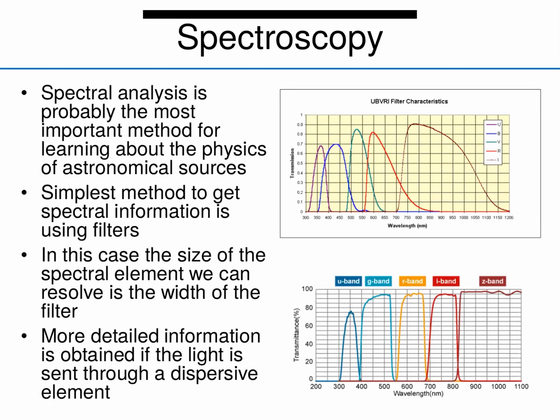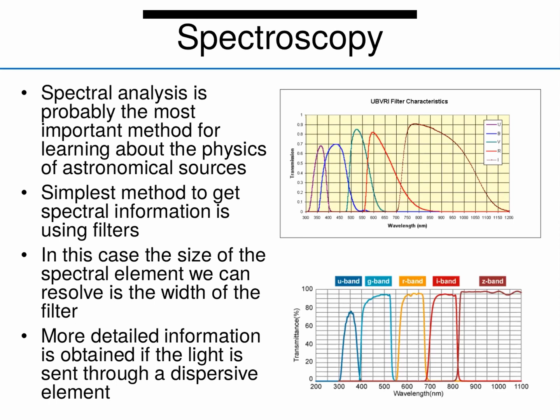But of course, here the size of the resolution element, so how small the details in spectral features you would see, would be the width of the filter. Here you see some transmission curves of filters. You can see that they are typically 100 to a few hundred nanometers. These are so-called broadband filters that take quite a big chunk of the light that comes to the telescope. If you combine a few of these, you would have some information on how the source behaves with different wavelengths. But of course, you wouldn't see fine details with this resolution.